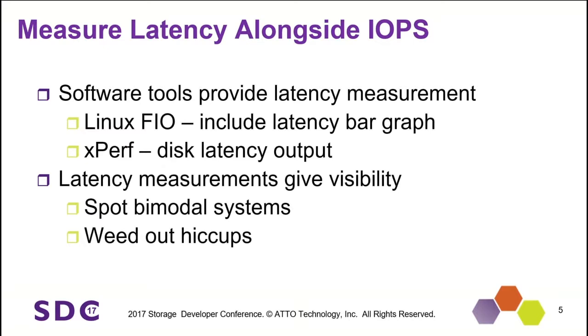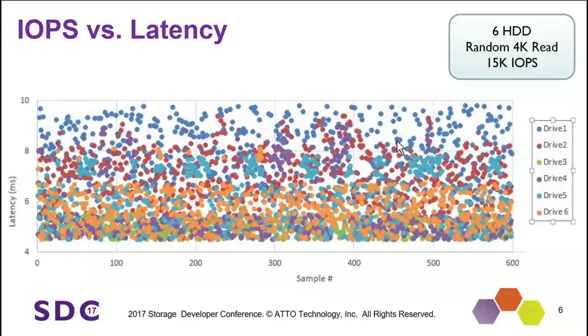Okay, so I had six spinners, 4K random reads, and I'm getting like 15K IOPS out of it, which, boy, that's wonderful. So then I did a scatter plot of the thing, okay? And that looks kind of like a Seurat painting, doesn't it? The pointillism. You can't really tell what's going on there, okay?